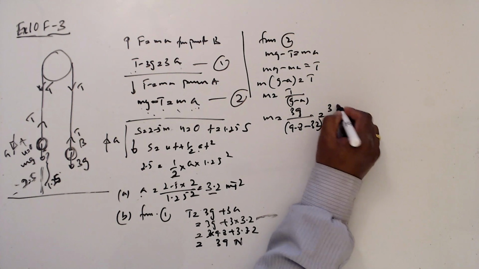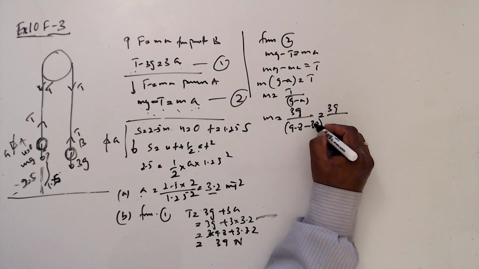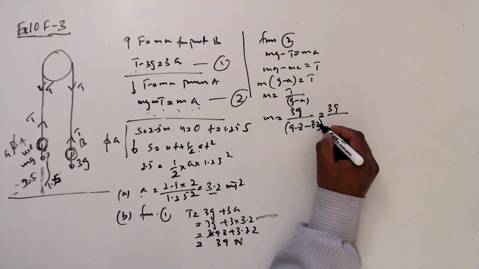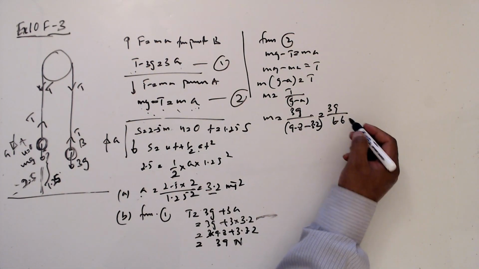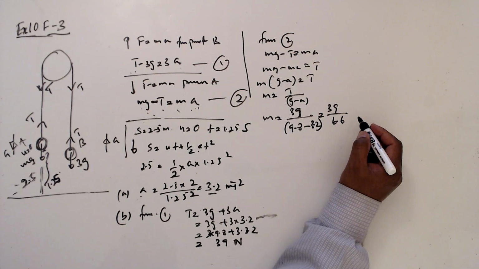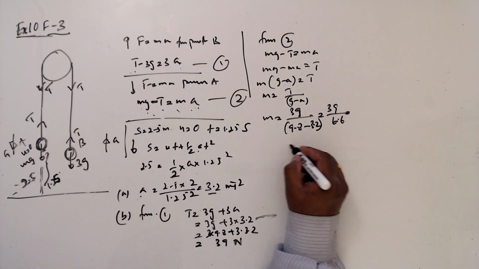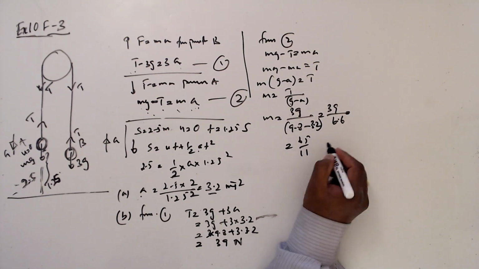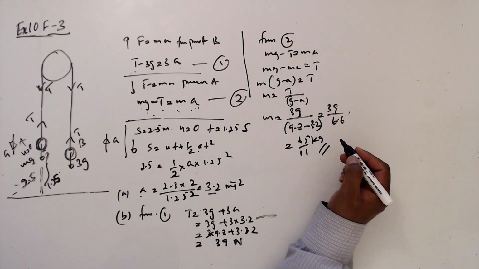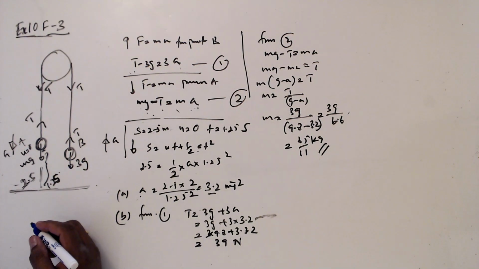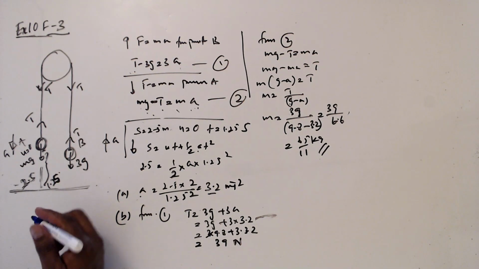So 39 divided by 6.6, which is going to be 8.6936... So this is equal to 65 over 11 kg. So the next part is: find the time between the instant that A strikes the ground and the instant when the string becomes taut again.